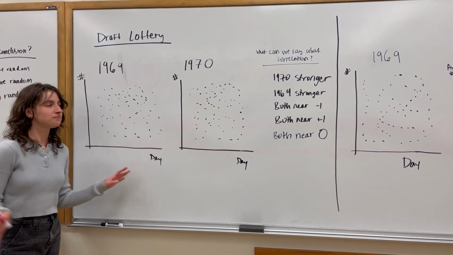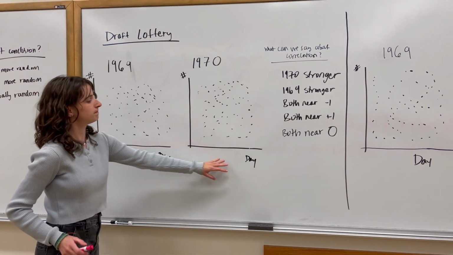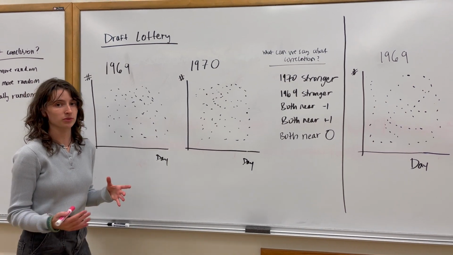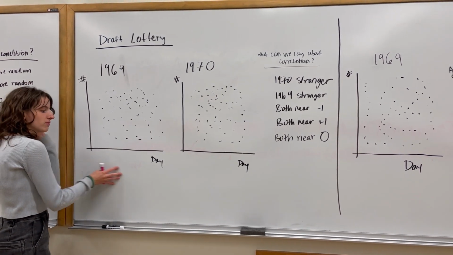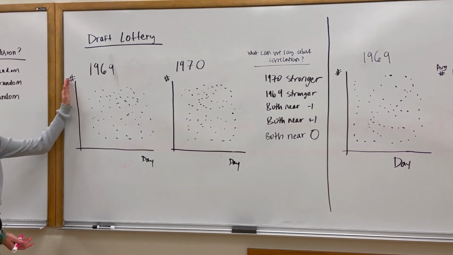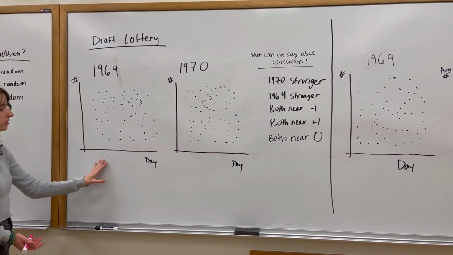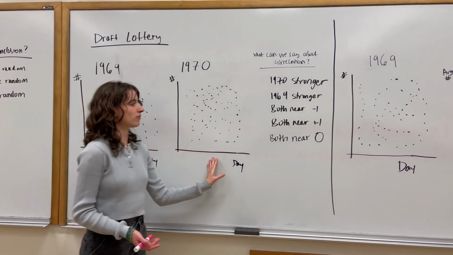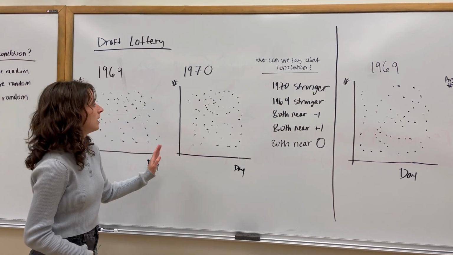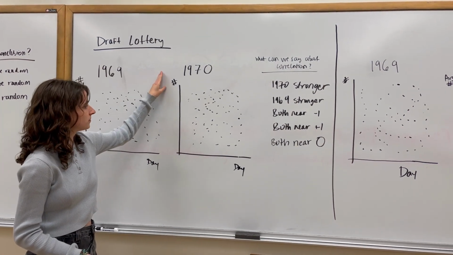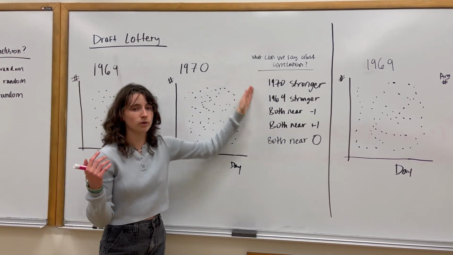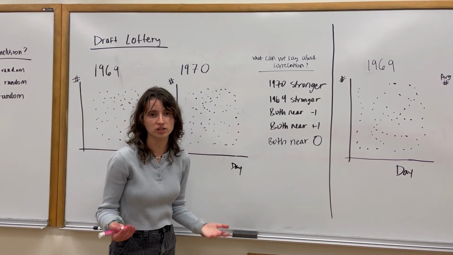So for this first one, we have 2 different plots. The x-axis of this one, for the year 1969, is the day of the year, 1 through 365, and the y-axis is the draft number that was assigned to that person on that birthday. And then this is the same thing for 1970, just 1 year later: all the days of the year the person was born, and the draft number they were assigned. Our task here is to select the question that tells us what we can say about the correlation of these 2 plots.